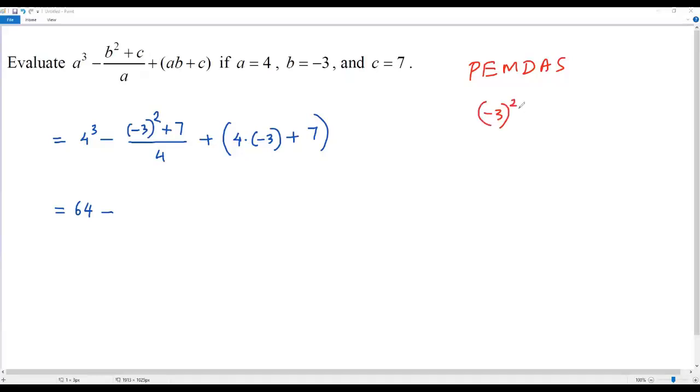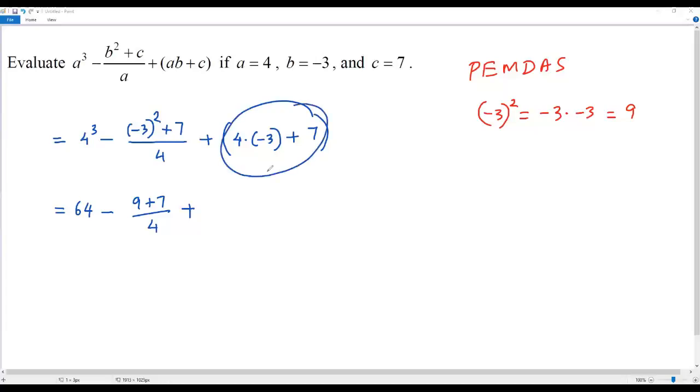Okay, then what is the evaluation of this negative 3 the whole square? So negative 3 the whole square means we have to write this negative 3 twice and multiply. So negative times negative will become positive, 3 times 3 is 9. So the evaluation of this negative 3 square is positive 9. So 9 positive 7 over 4 positive.